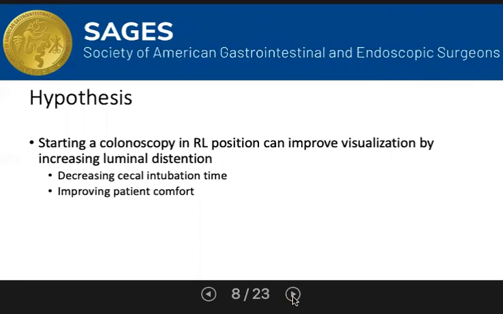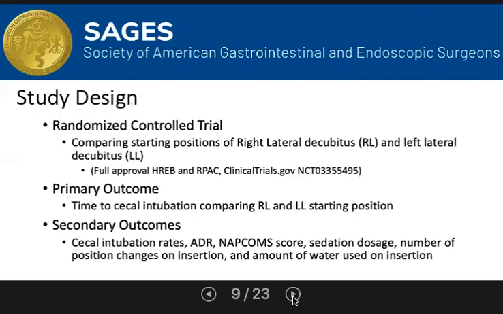So we hypothesized starting a colonoscopy in the right lateral position could improve visualization by increasing luminal distension. This would decrease cecal intubation time and improve patient comfort. To do this, we designed a randomized controlled trial that would compare outcomes in colonoscopy in patients starting their colonoscopy in the right lateral decubitus position compared to the standard left lateral decubitus position.